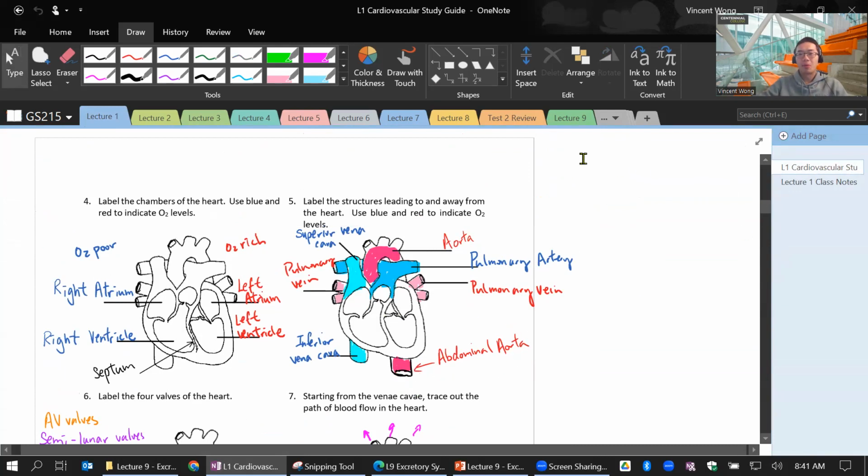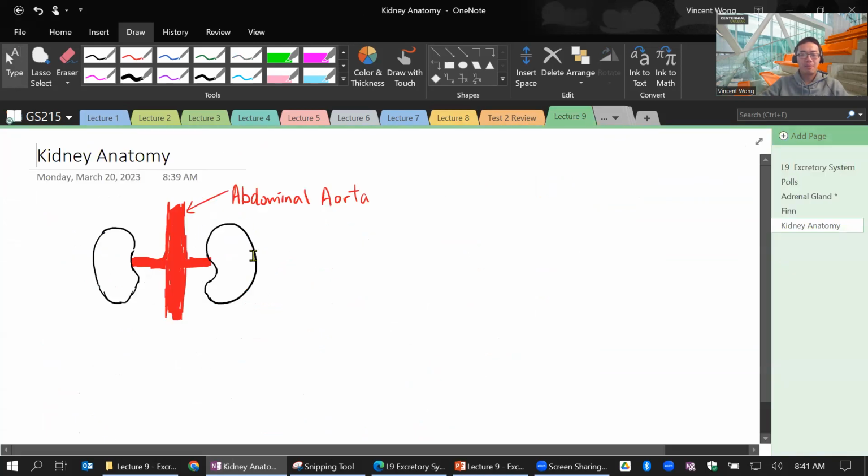That's the abdominal aorta. And as soon as it goes through the diaphragm, the diaphragm is up here. You don't have to draw it. It's probably going to be confusing to the diagram. But your kidneys will be right below that. And then the abdominal aorta will branch into the renal artery.